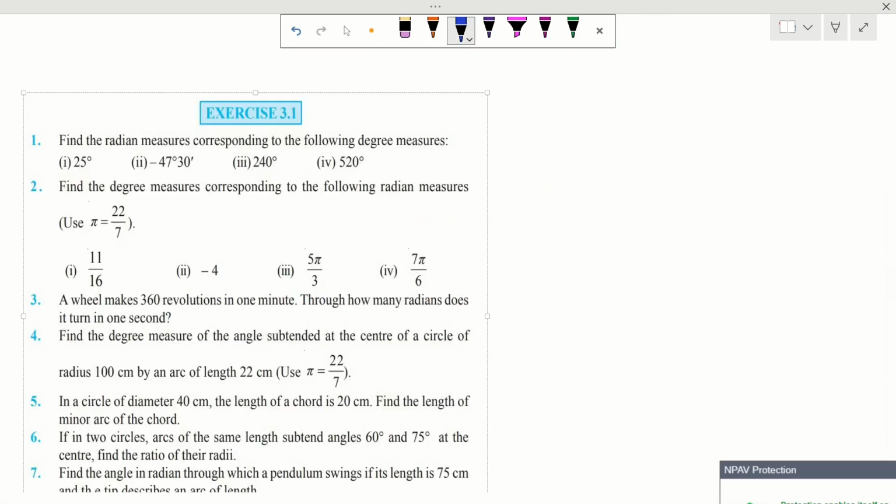Now come to the exercise we are going to discuss, that is 3.1. Here, find the radian measure corresponding to the following degree measures. First, we have 25 degree.